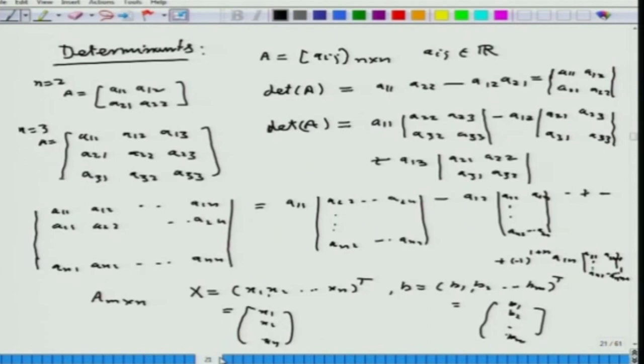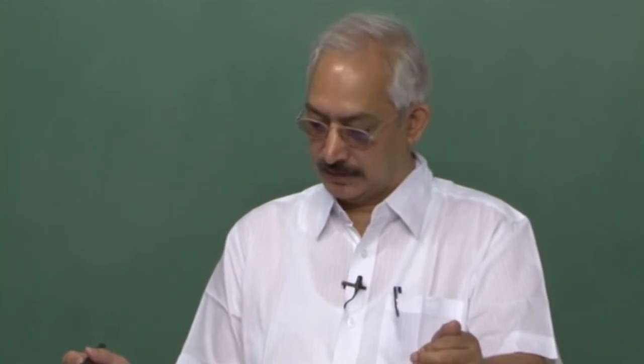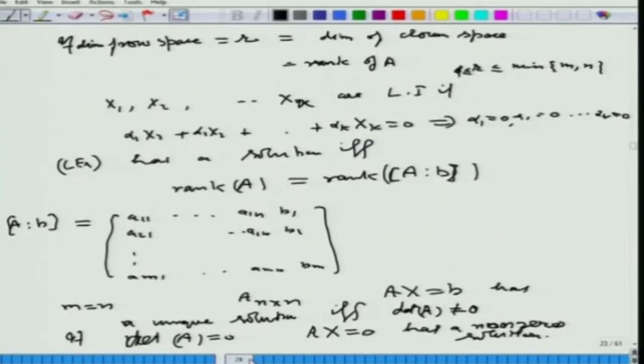Then we considered determinants and various concepts related to determinants and the associated systems of linear equations, and we saw that an n by n system has a solution if and only if the rank of the matrix is the same as the rank of the augmented matrix. In the case of a square system, that is n equations and n unknowns, we can consider the determinant. So, the system A x equal to B has a unique solution if and only if the determinant of A is non-zero. And if the determinant of A is 0, then A is singular, and then the homogeneous system has non-zero solutions, and therefore the non-homogeneous system will have either no solution or infinitely many solutions.